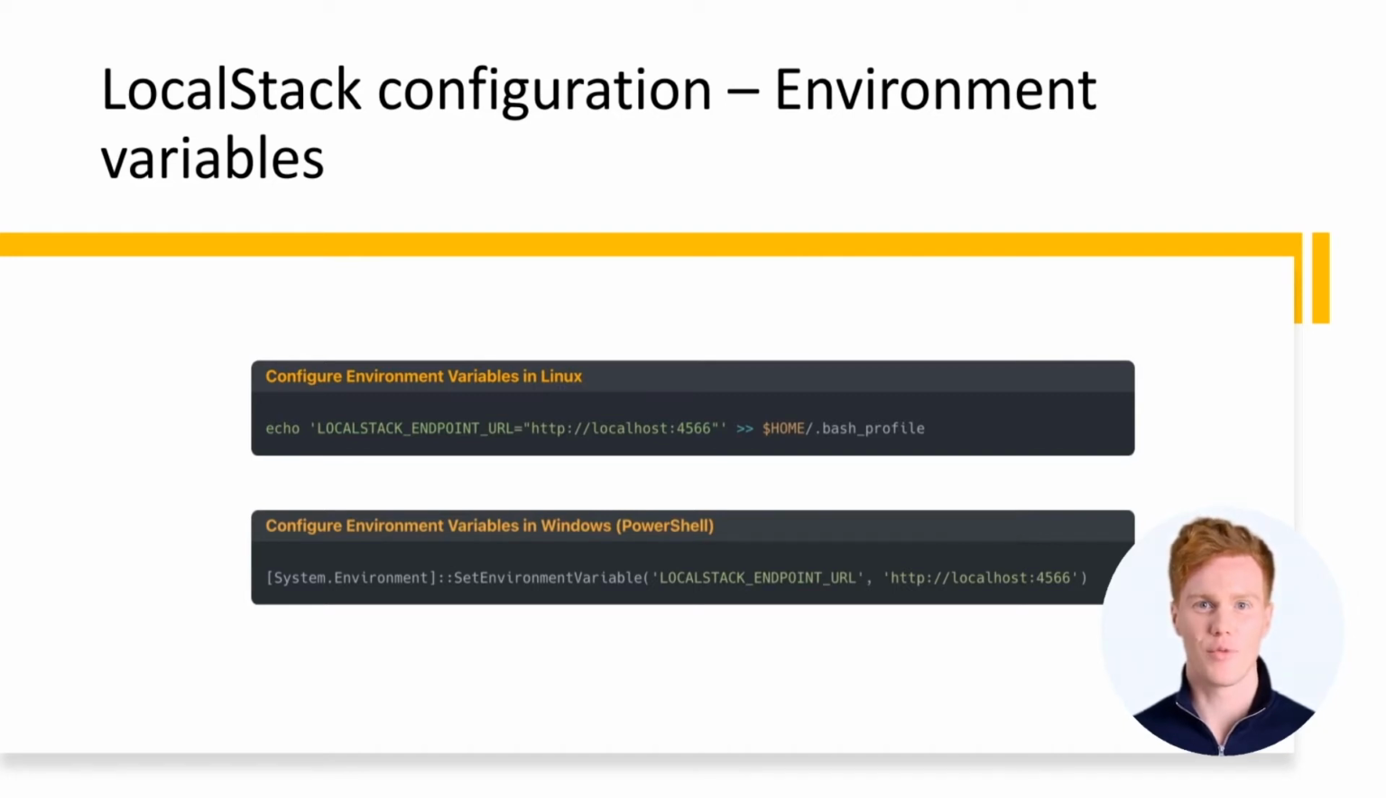If you are a Mac or Linux user, open Terminal, execute the first command, and restart the terminal to apply changes. If you are using Windows, open PowerShell, run the second command, and restart the PowerShell. These commands will configure the environment variable LocalStack endpoint URL, and you can refer to this variable without explicitly mentioning its value repeatedly.